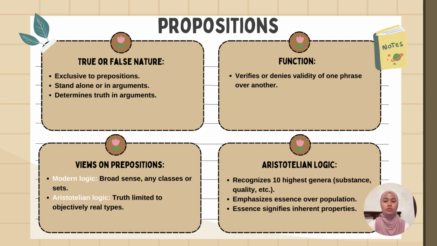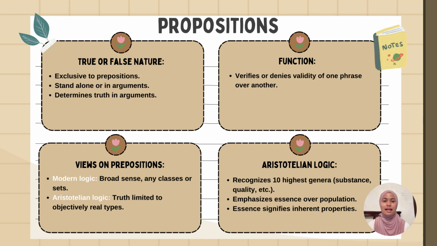Next, we move on to Aristotelian logic. Aristotelian logic recognizes 10 highest genera. It refers to a concept in Aristotelian logic. In Aristotelian philosophy, Aristotle identified 10 fundamental categories or classes, known as the highest genera, which he considered to represent the most general kinds or types of being.